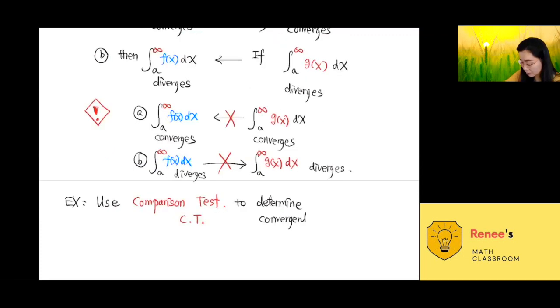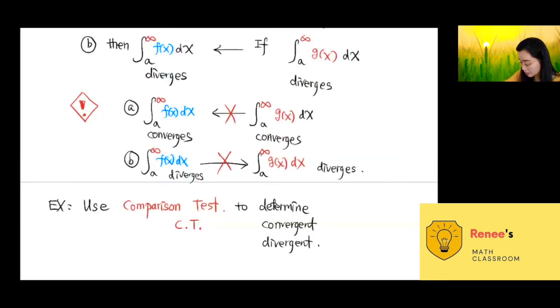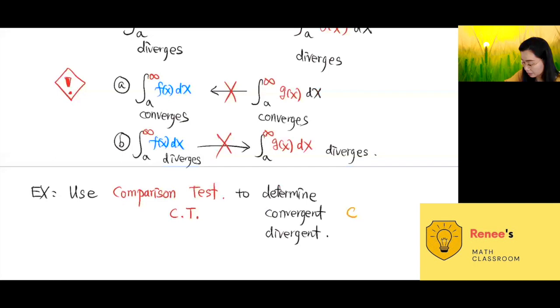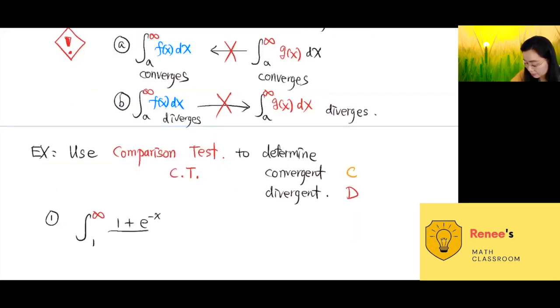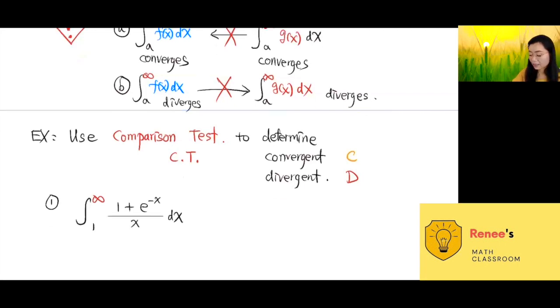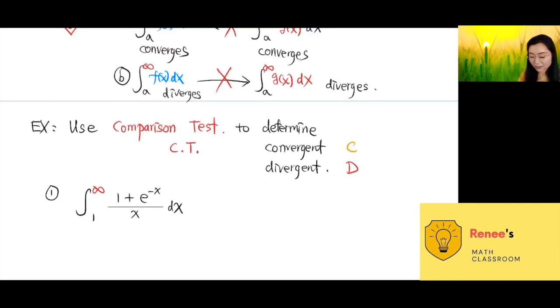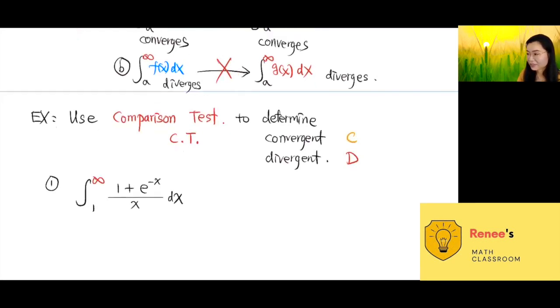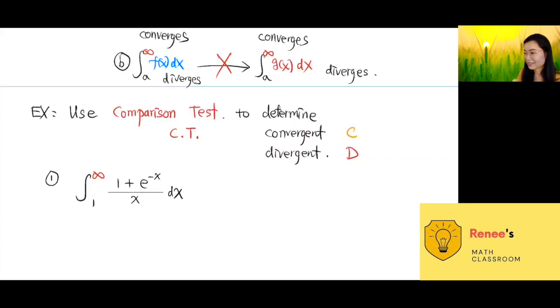Let's use the comparison test to determine if the following integrals are convergent or divergent. Let's denote the comparison test by CT and denote convergent here by C and divergent here by D. First, this improper integral of the function, the quantity of 1 plus e to the negative x divided by x, where x goes from 1 to infinity.